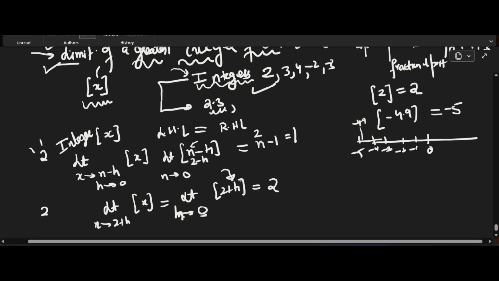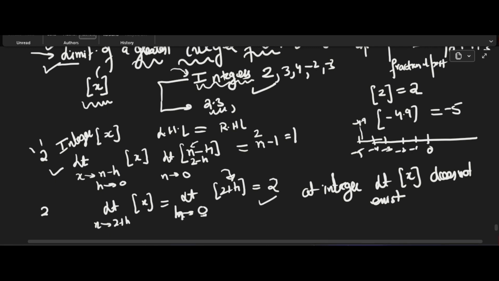So do you see, the left hand limit came out to be 1 and the right hand limit is coming out to be 2. So at integers, the limit of the greatest integer function does not exist, and you can try this for any number of integers, negative or positive, it doesn't matter.